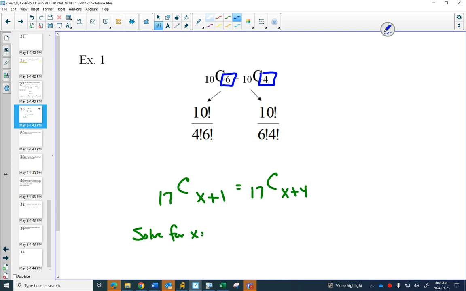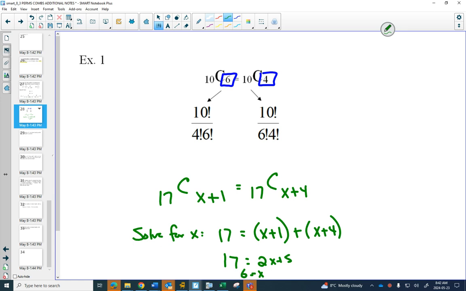Thank you. If they're equal, those 2 numbers there will add up to the number out in front. So if you got a question like this, you would know that 17 would equal x plus 1 plus x plus 4. And solving this, you would get x is equal to 6. And then we check, this would be 17 choose 7, this would be 17 choose 10. Does it make sense that 17 choose 7 is equal to 17 choose 10? Absolutely.